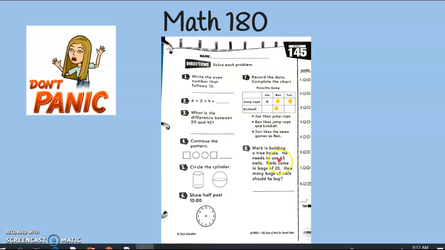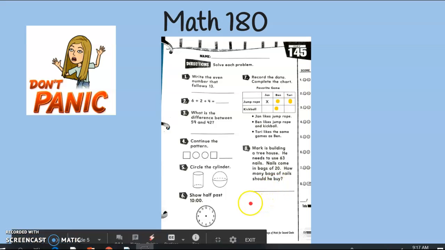Mark is building a tree house. He needs to use 63 nails. Nails come in bags of 20. How many bags of nails should he buy? So if you count by 20, 20, 40, 60, that's only going to give you 60 if you get to 3 bags. So if we add one more, he's going to need 4 bags of nails.